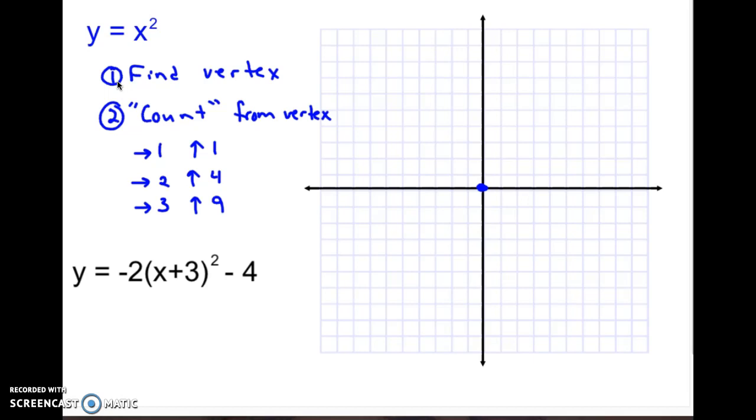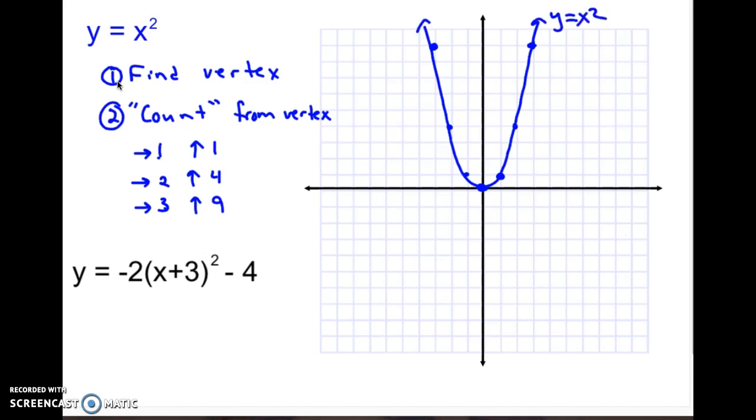Remember then we counted from our vertex? We went right one, up one, and then we did the other half of our parabola. From the vertex, right 2, up 4, and the same thing on the other side. Right 3, up 9, again back to the vertex, right 3, up 9, and then we get our parent function of y equals x squared.